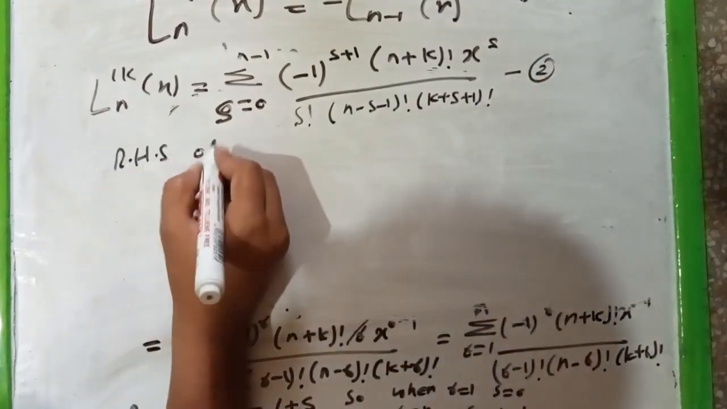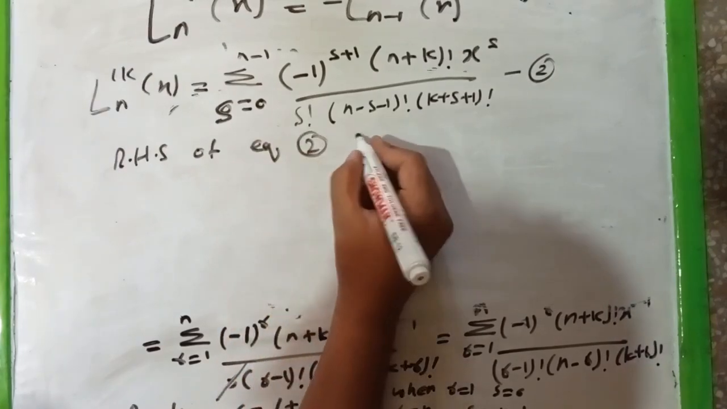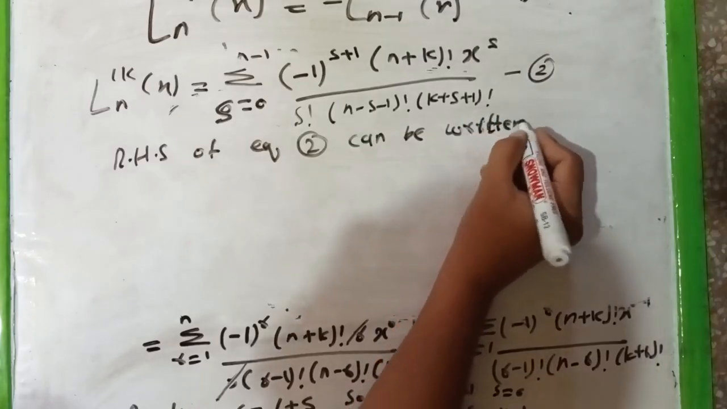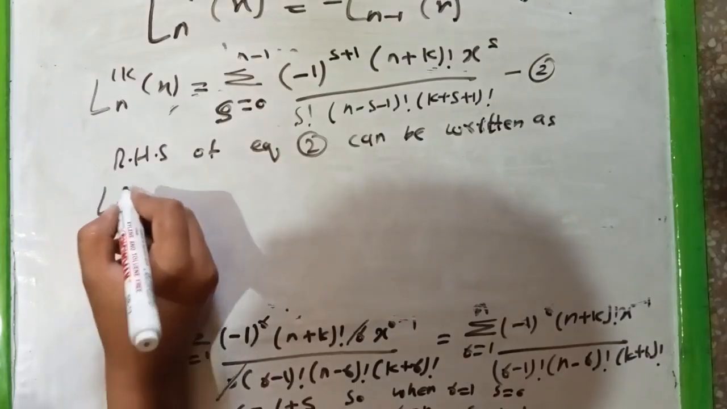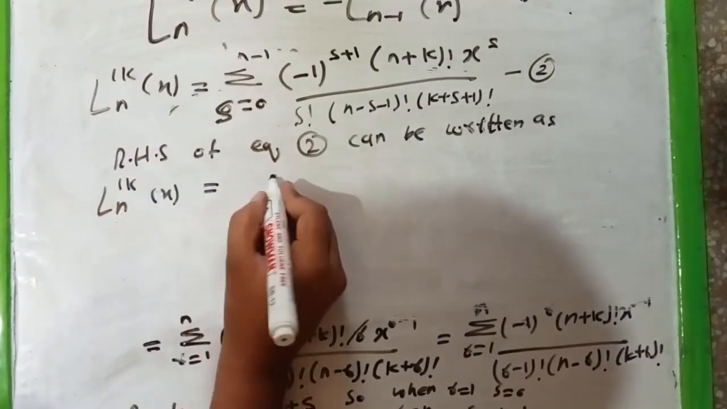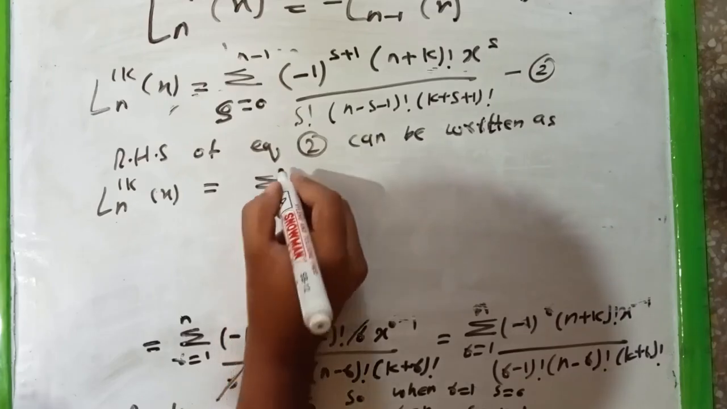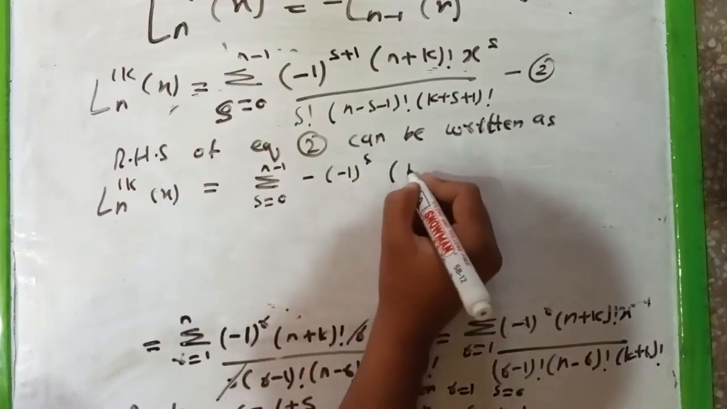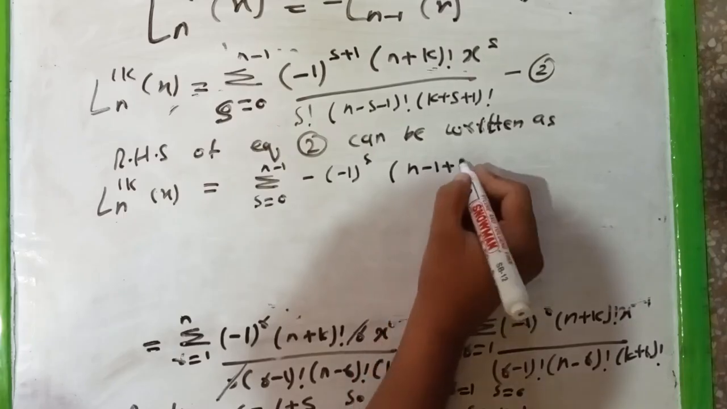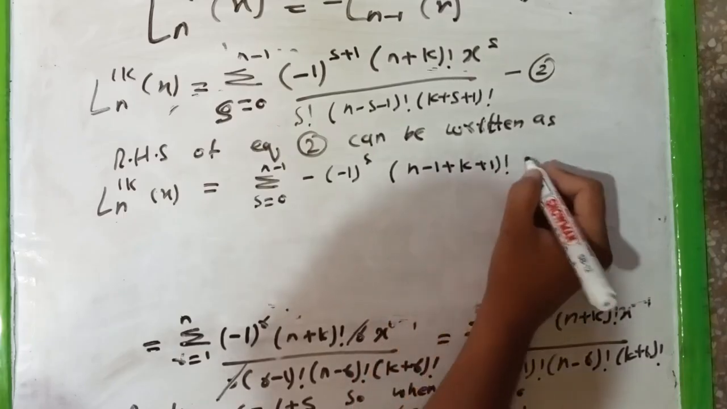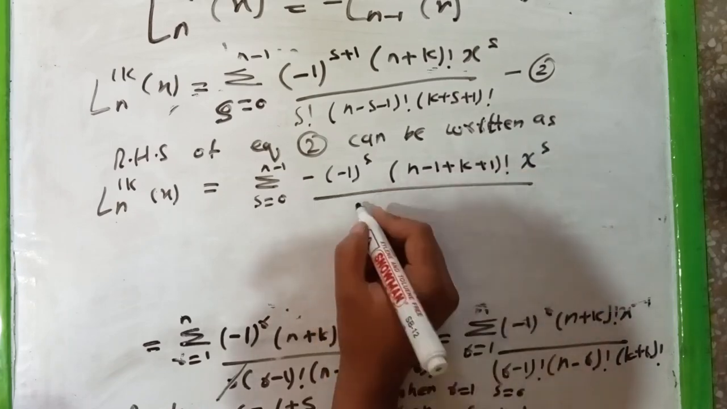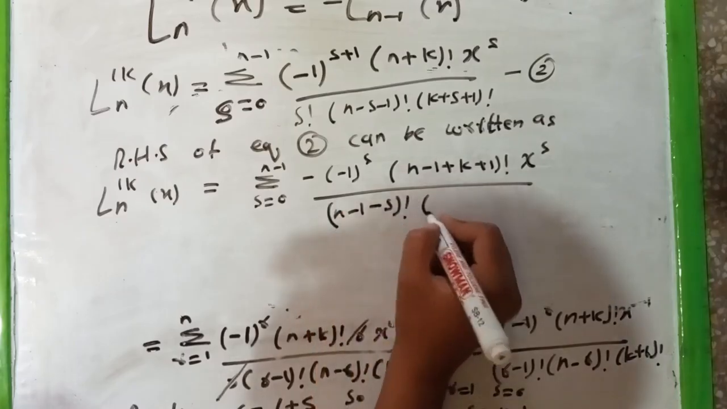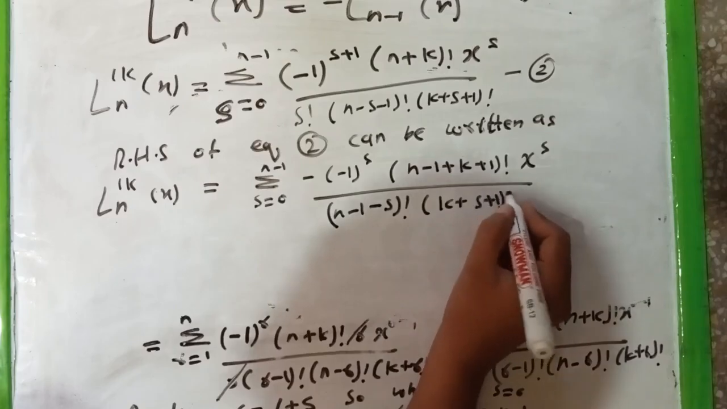The right hand side of equation 2 can also be written as the derivative of L_n^k(x) is equal to the summation over s from 0 to n-1 of (-1)^s (n-1+k+1)! x^s over (n-s-1)! (k+s+1)! s!.